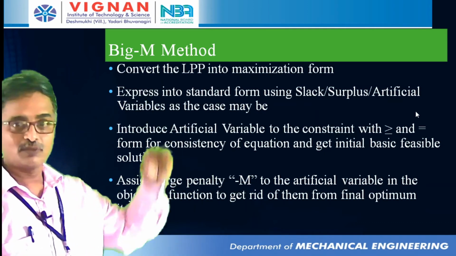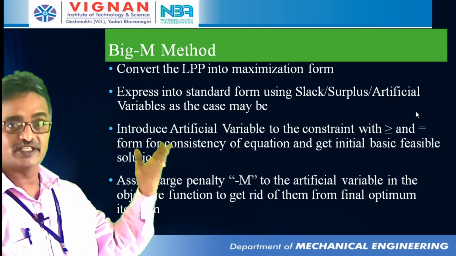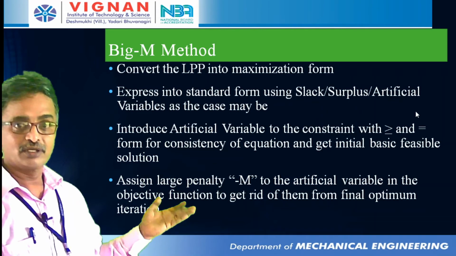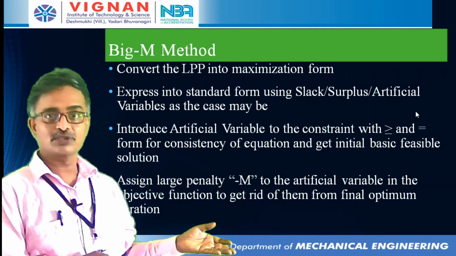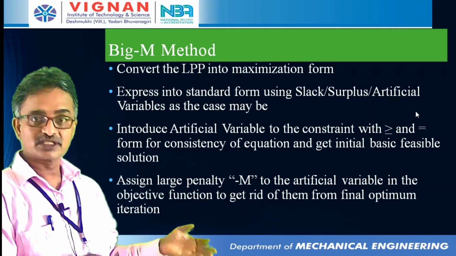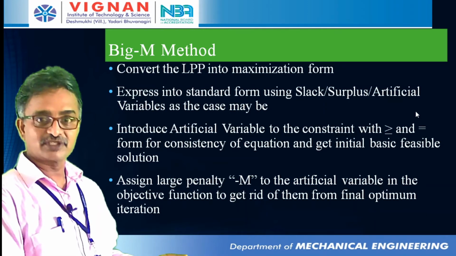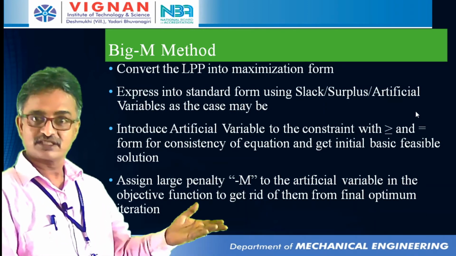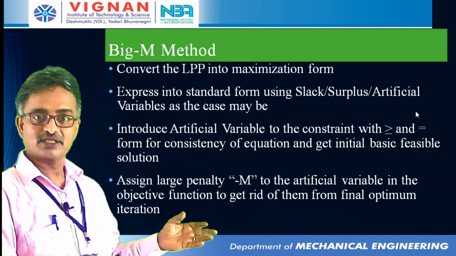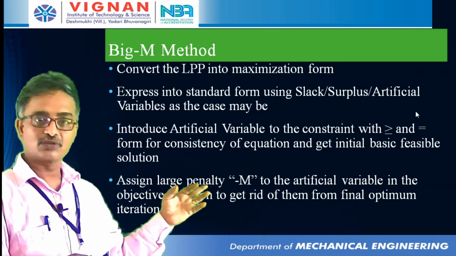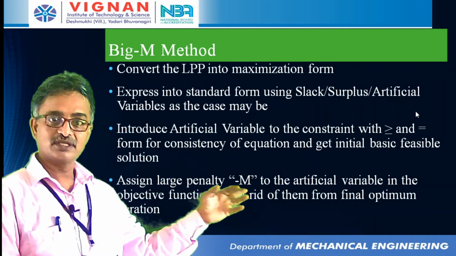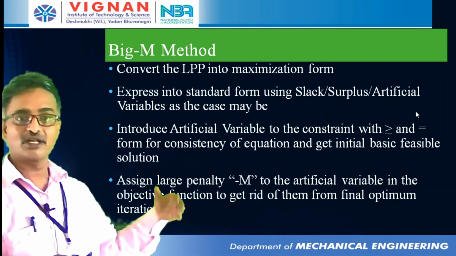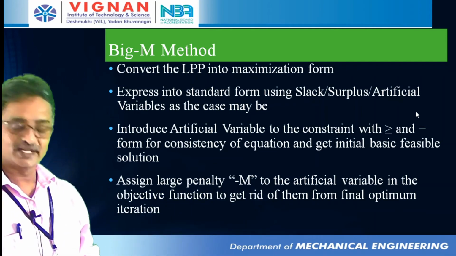We have seen one equation in the video today, x4, which is not contributing anything to the objective function. That's why x4 itself is treated as a basic variable, and one of the variables you can call a slack or surplus variable. Now assign a large penalty against these artificial variables in the objective function to get rid of them from your final iteration.